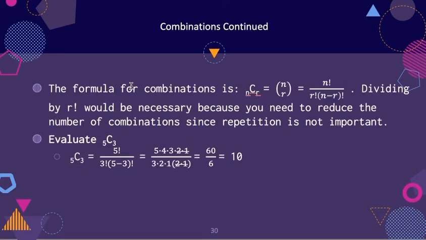The formula for combinations is n choose r, which is n factorial over r factorial times n minus r factorial. Dividing by r factorial is necessary because you need to reduce the number of combinations since repetition is not important. So if you want to evaluate 5 choose 3, it would be 10.